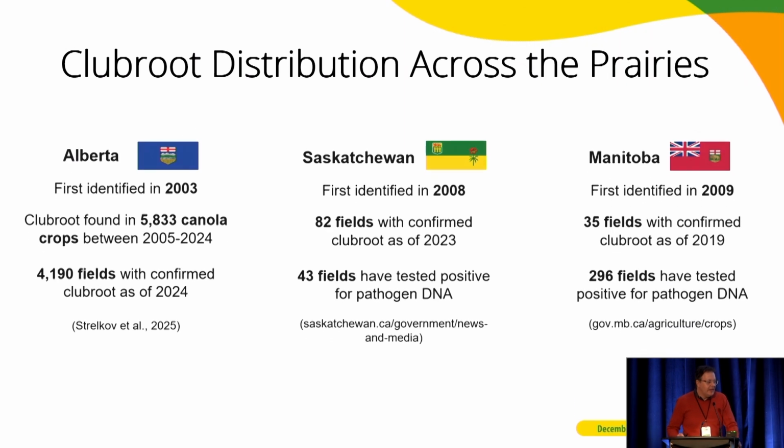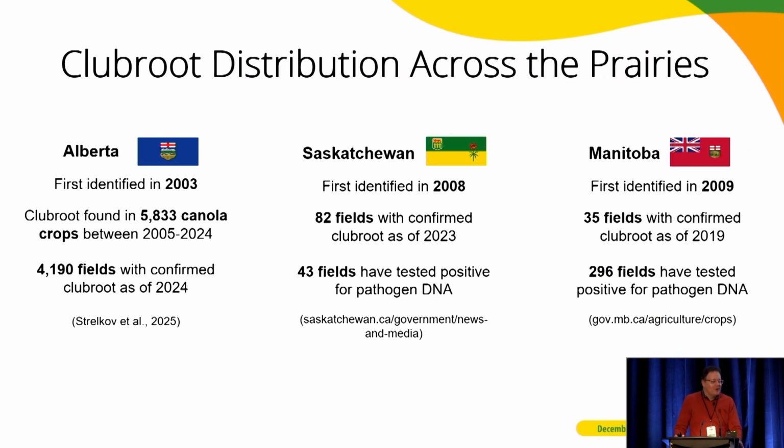Okay, and since this is not just an Alberta meeting, I wanted to compare our numbers with a little bit of what's been reported from Saskatchewan and Manitoba. In Alberta, clubroot was first identified in 2003. We've been able to document the disease in symptomatic canola crops in 5,833 canola crops between 2005 and 2024. These canola crops represent 4,100 individual fields that have confirmed clubroot infestations as of 2024.